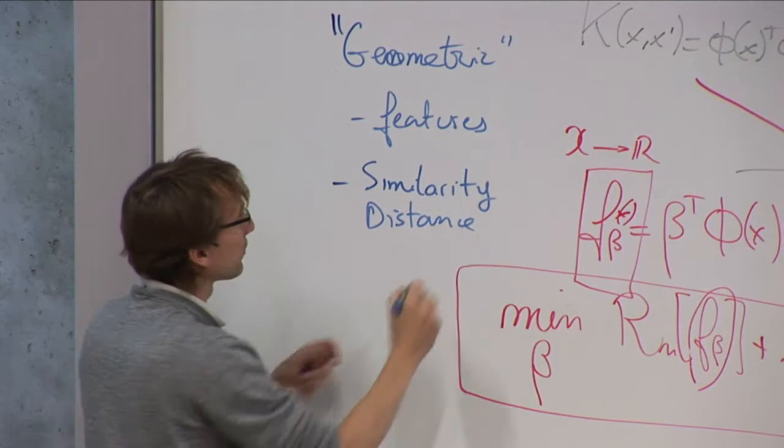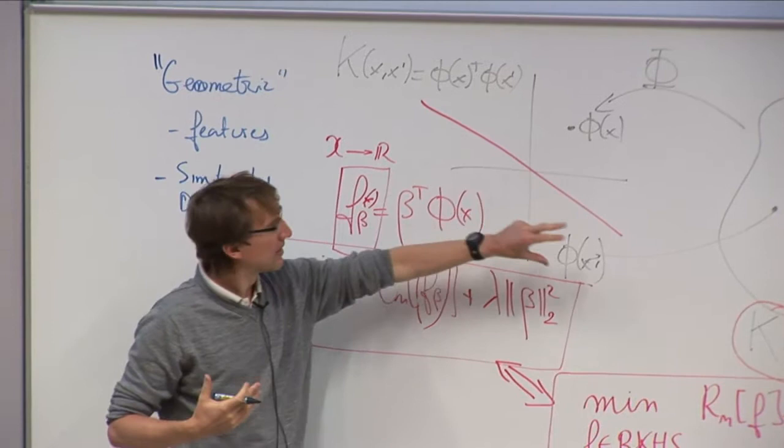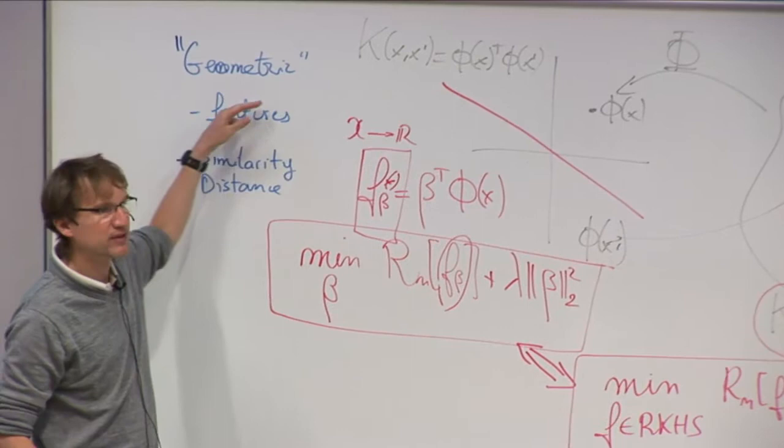Okay, so here what I write is just how you could try to think of how to make a kernel or how to understand a kernel. A kernel on the left is associated to some embedding of your points in some space where you will learn a linear function. So you can think of it in terms of features or in terms of distances.